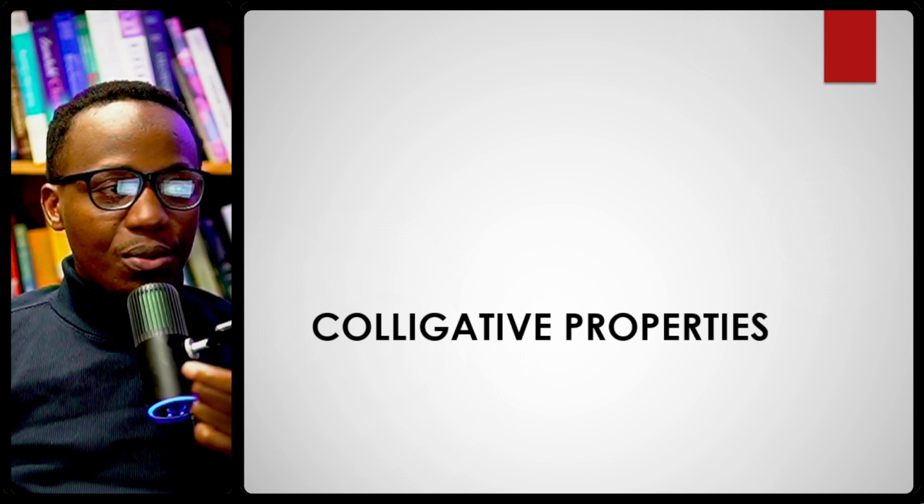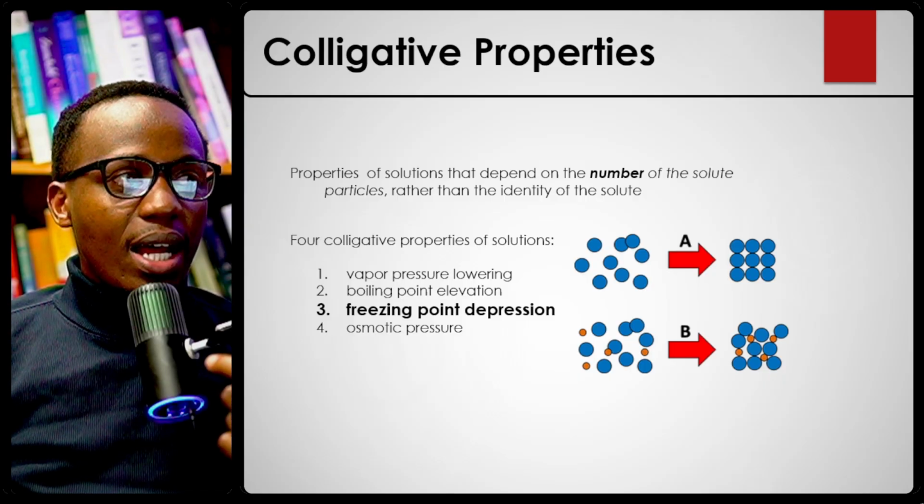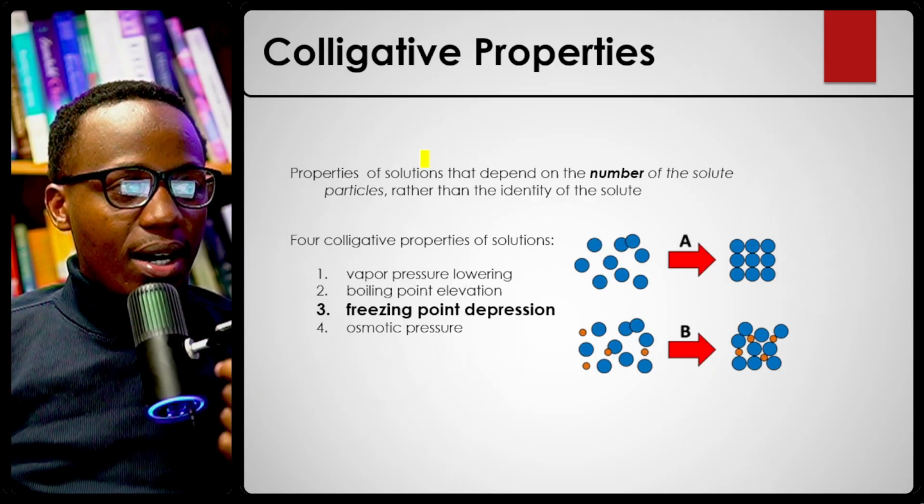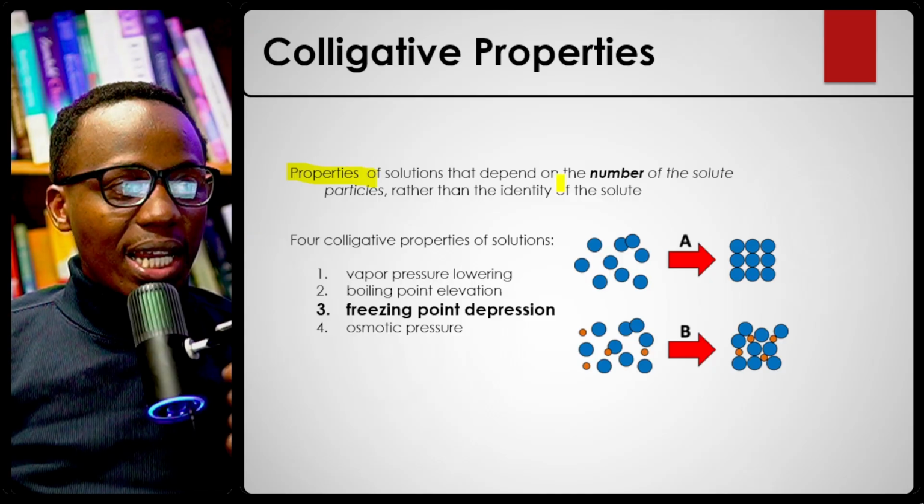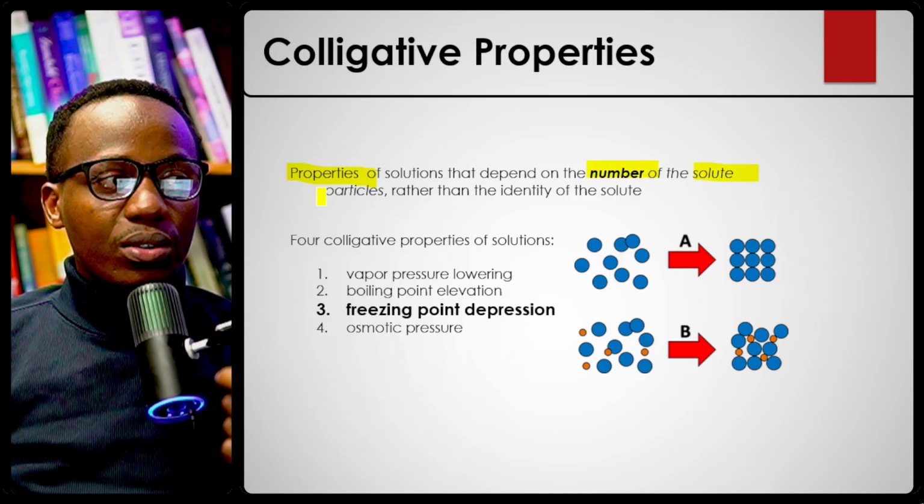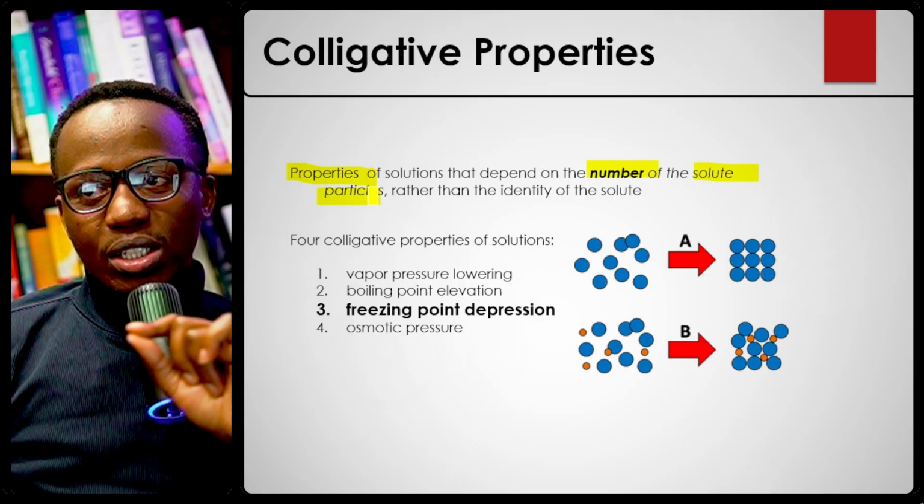That is a colligative property. And where it comes from is the number of particles, right? So here, I define colligative properties as properties that depend on the number of the solute particles. As you add more particles, these things change.